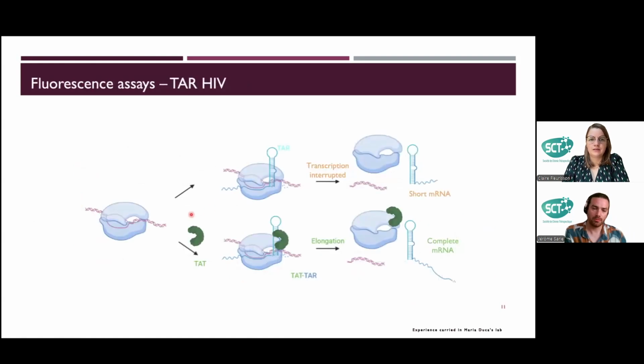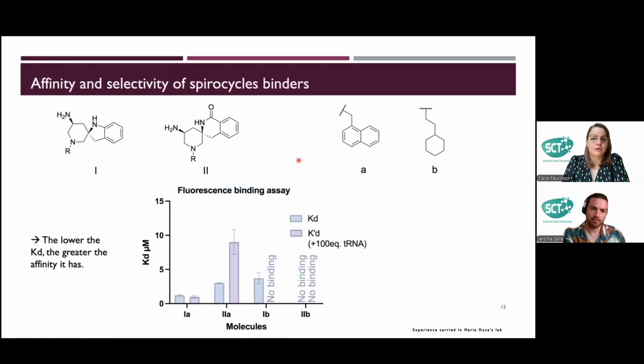We wanted to test if our binder could actually bind RNA, so we chose TAR. TAR actually binds to TAT. If this complex is possible, you will have the complete synthesis of the mRNA of HIV. But if this interaction is inhibited, you will have a short version which is not viable. So we tested our compound using a fluorescence binding assay, a 2-aminopurine system. And so the lower the KD is, the greater affinity it has.